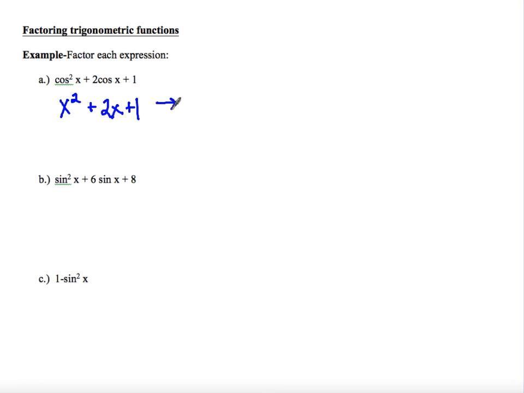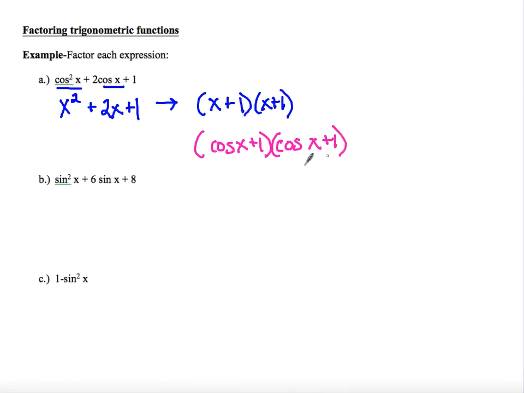Well, that we would know how to do. We would know that that would be the same as x plus 1 times x plus 1. Okay. Well, for us, instead of having an x, we had a cosine. So cosine instead of x, which means if I'm going to factor my original expression, my true answer for what I'm looking for here is cosine plus 1 times cosine plus 1.